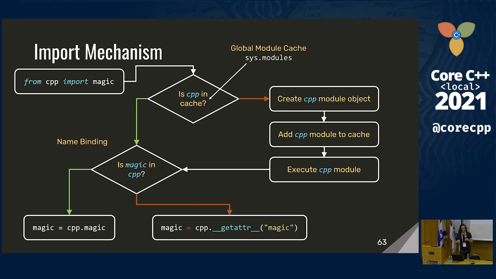We ask, is magic a part of the C++ module? If it is, we just assign it to that name. If it is not a part, we go and call the __getattr__ function of that module, and pass in the name of the object we want, in this case, magic. Which means that if we write our code correctly, we can have a function call every time our code gets imported, which is what we're going for.